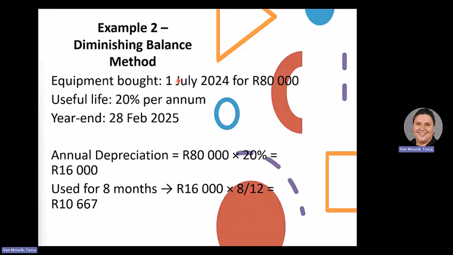What will happen then in year 2? In year 2, what is the diminishing balance method? We take into account the previous years of depreciation. So we start off with the 80,000 less my 10,600, times 20%, or divide by 5, same thing. We will not proportion that for year 2 because now we are using this equipment for the full financial year, for the full 12 months.